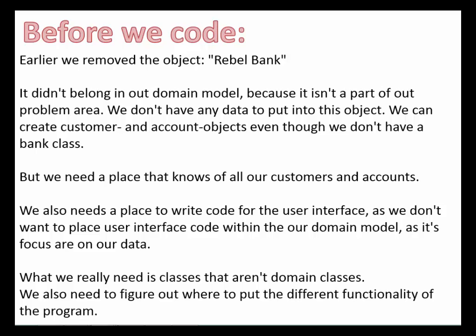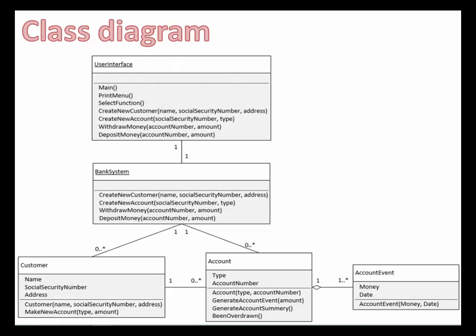We can formulate that using the class diagram. Here I have entered 2 more classes than in the domain model. We can see we have a user interface, we have the main, that is the main execution of our program. We have a print menu, we have a select function, we have create new customer, create new account, withdraw money and deposit money. Then we have the bank system. The bank system is a class that's taking whatever is entered in the user interface and doing something with it in our domain.